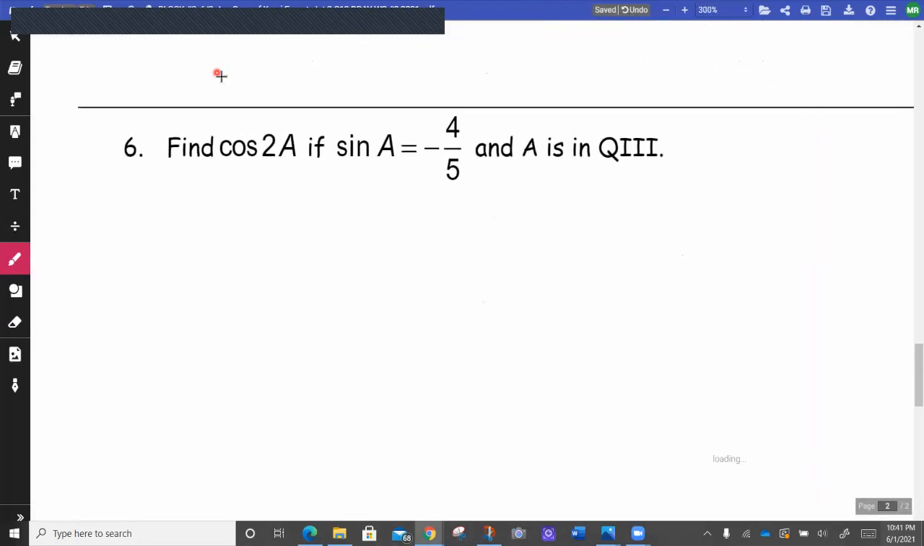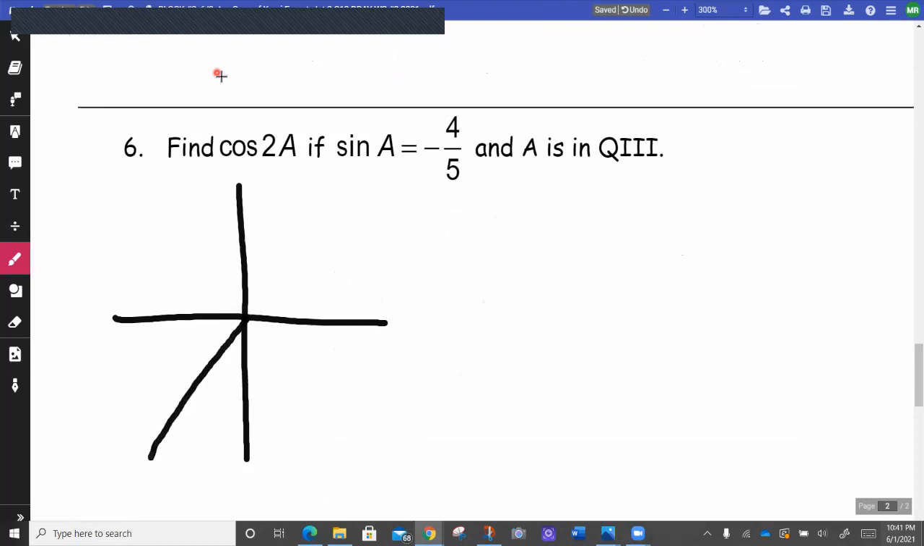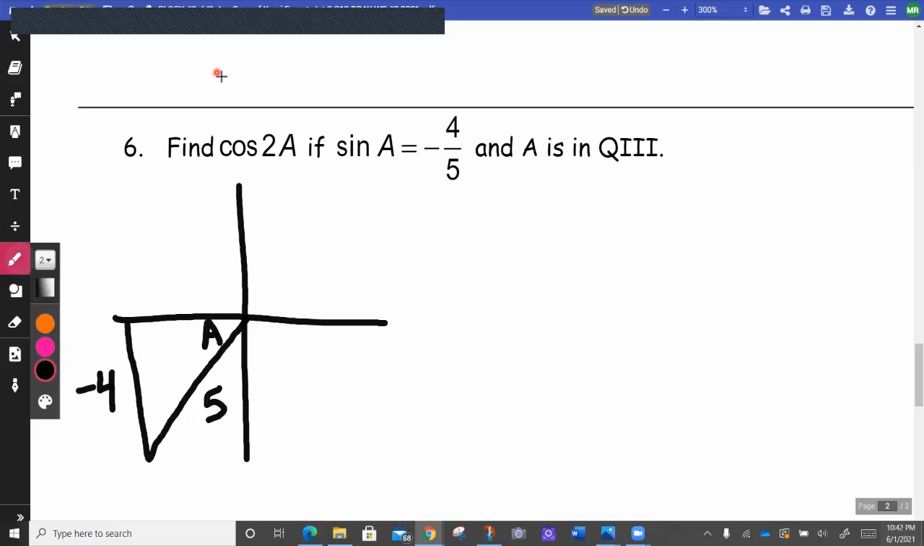Number 6. So for this one, I'm in quadrant 3. I have angle A. Sine is a negative 4/5, so sine is opposite over hypotenuse. Now the negative has to go here because my y is negative here. And then if I solve this, this would be a 3, 4, 5.